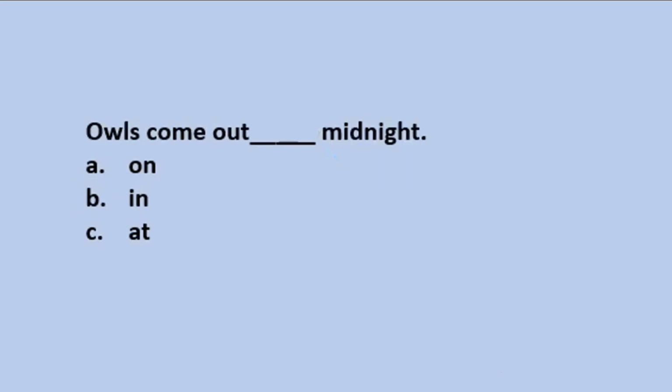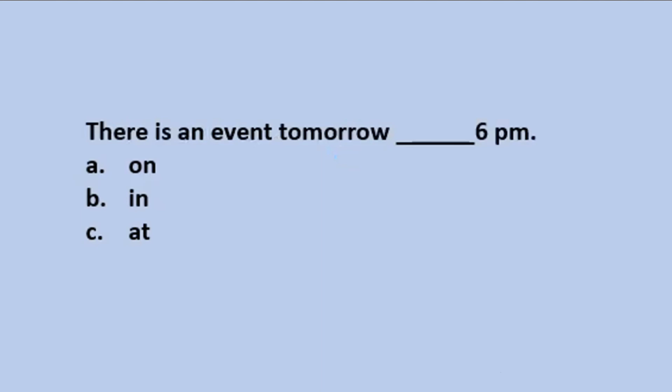How about this one? Owls came out blank midnight. A on, B in, C at. If your answer is at, you're correct. There is an event tomorrow, blank 6 p.m. A on, B in, C at. What's your answer here? If your answer is at, you're correct. So remember, we use at when we talk about specific time.